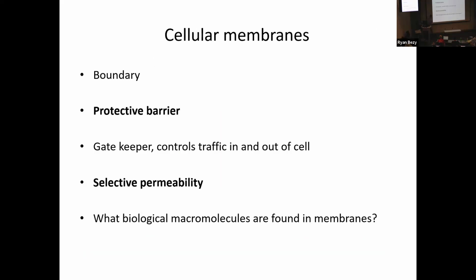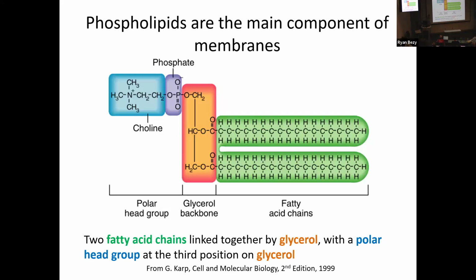Okay. First, one of the major components of membranes, and we talked about this last lecture, is phospholipids. Phospholipids are going to be the main component of membranes. And again, if we look at the phospholipid's structure, we have the two fatty acid chains, which are largely hydrocarbon chains, carbon-hydrogen chains, and I've got those highlighted in green up here.